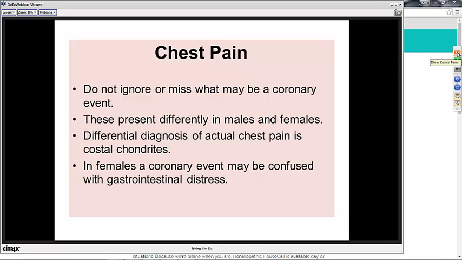All right. And the last question on this topic, do males also present with indigestion sometimes when they're having an MI? Actually, they present with nausea more often. All right. That's it. Okay.